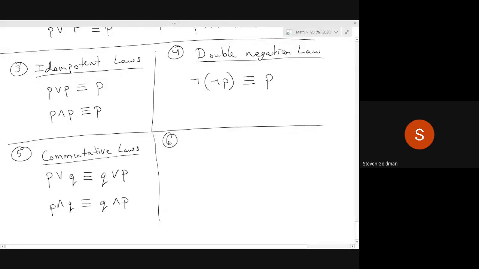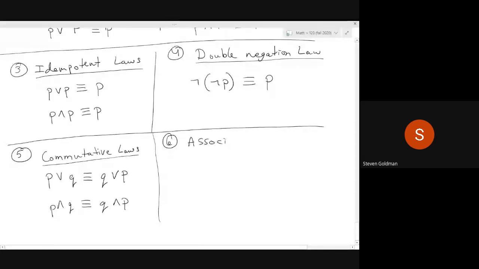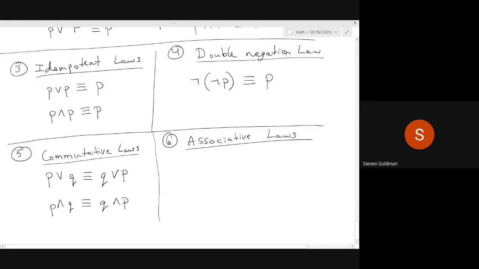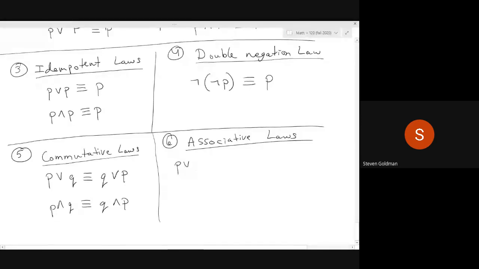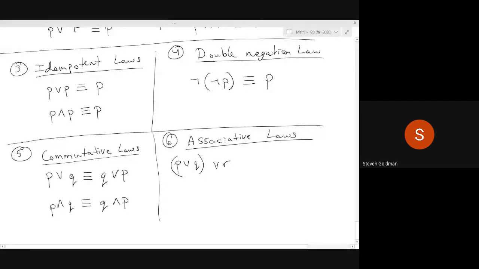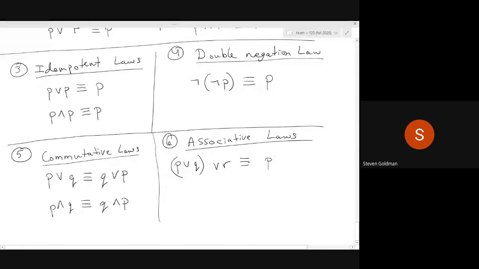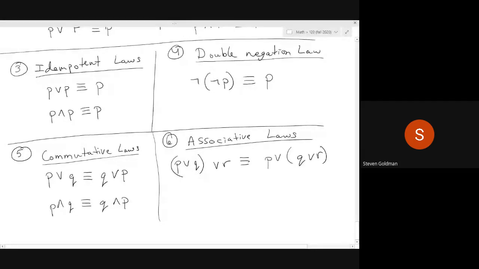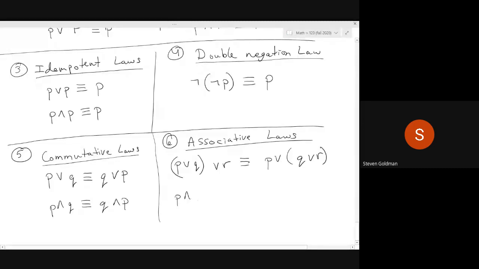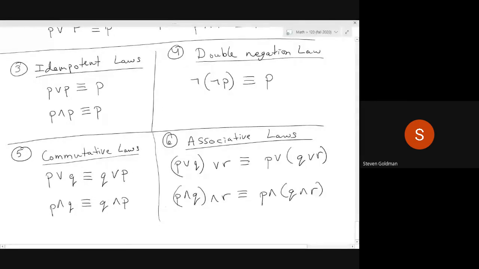Number 6, the associative laws. The associative laws basically tell us that we can move around parentheses. So if I have P or Q in parentheses, or R, that's equivalent to P or, in parentheses, Q or R. That's true as long as I have only disjunctions. Same thing for conjunctions. If I have P and Q in parentheses and R, that's the same thing as P and Q and R, as long as I have only conjunctions.